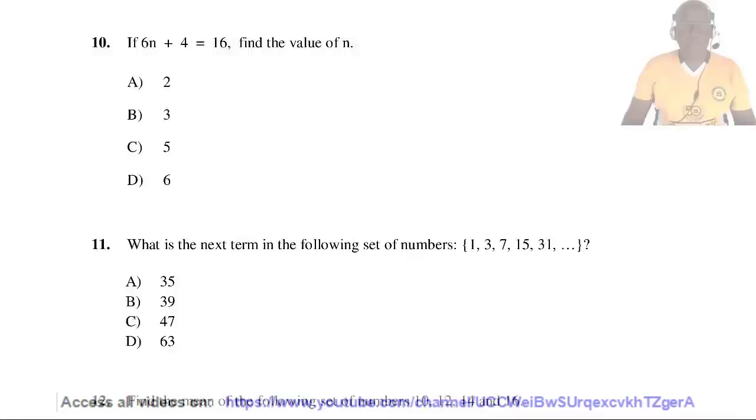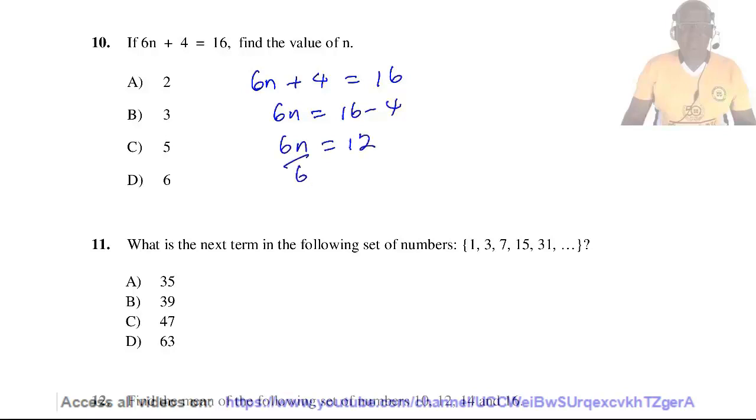Question 10. If 6n plus 4 equals 16, find the value of n. That is 6n plus 4 equals 16. 6n will be equal to 16 minus 4. 6n will be equal to 12. Dividing through by 6, we shall get n equal to 2. So the answer is A.